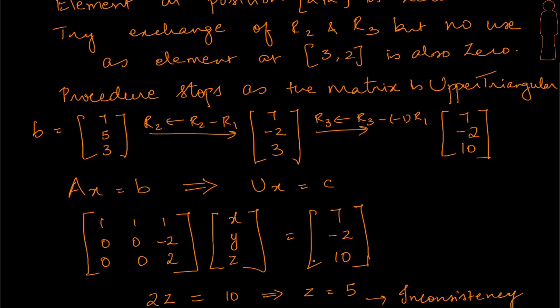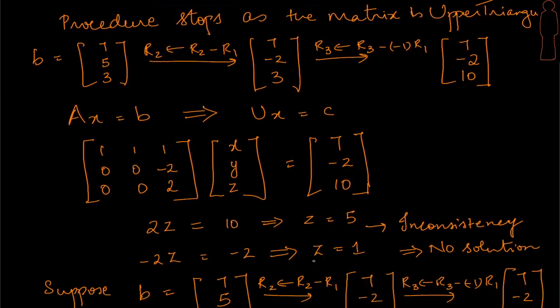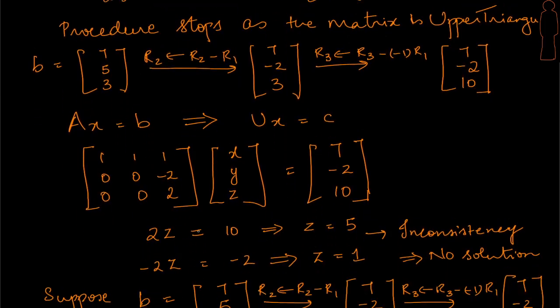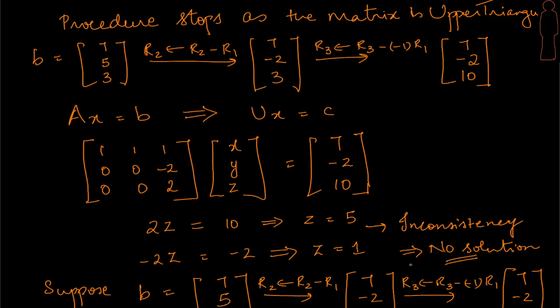So let's substitute this here and we find the values. We get 2z equal to 10 from the third equation, so I get z equal to 5. And -2, right, we may tend to make this mistake of saying -2y, but remember the second row into this vector, so it's -2z equal to -2, and that value is z equal to 1, which means that there is an inconsistency, right? The third equation gives us 5, but the second equation gives us 1, and therefore we have to say that there is no solution to this linear system of equations.